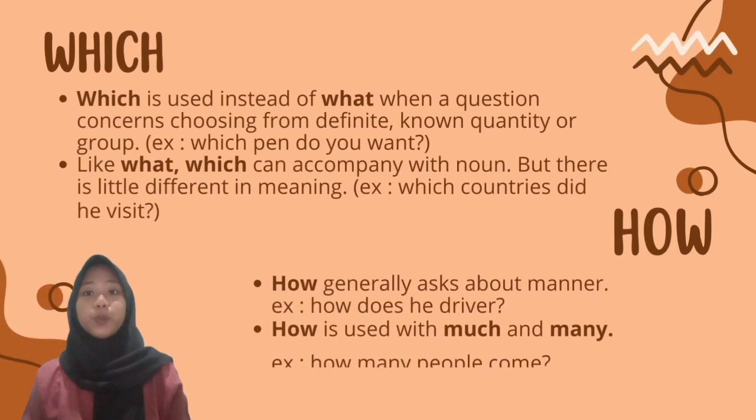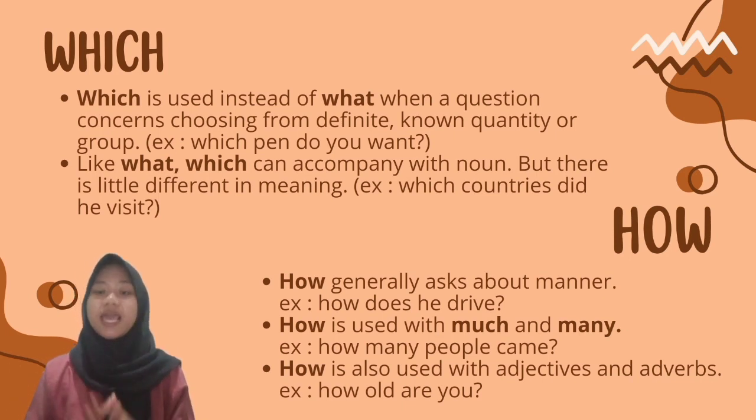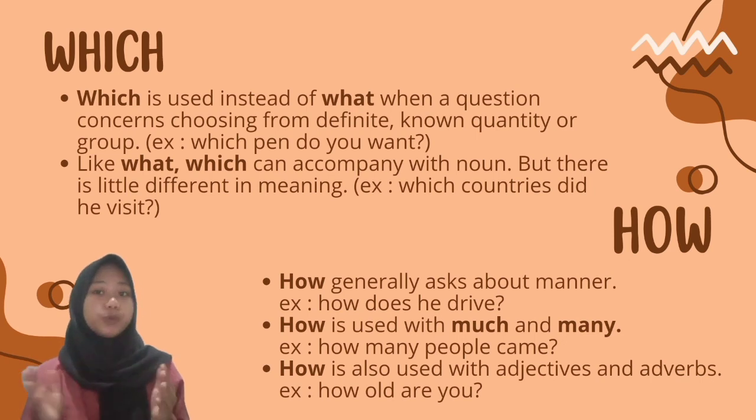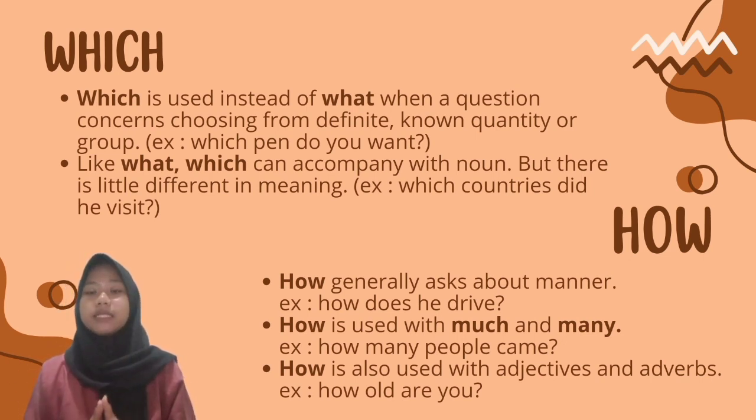And then we have which. Which is used instead of what when a question concerns choosing from a definite known quantity or group. Example, which pen do you want? And like what, which can accompany a noun, but there is little difference in meaning. Example, which countries did he visit?